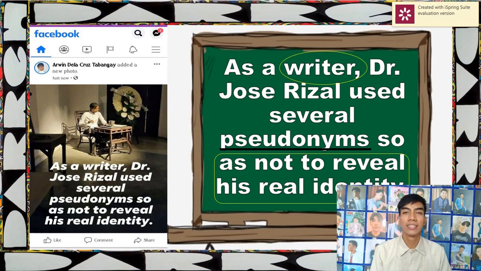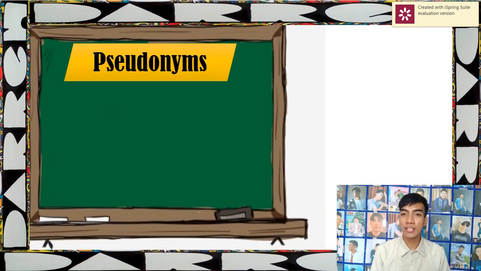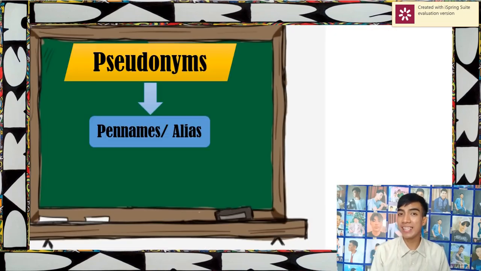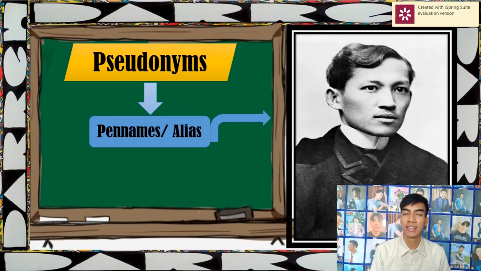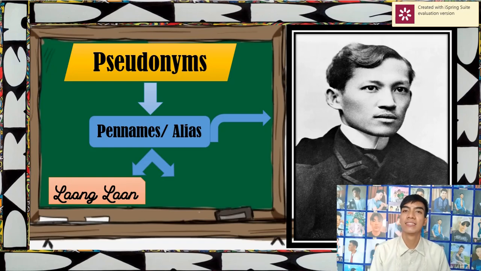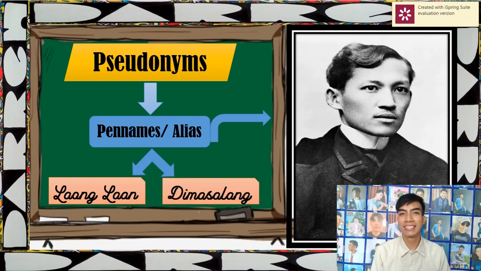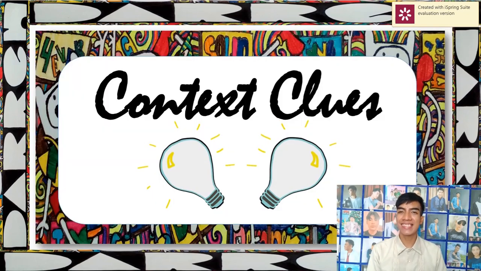As observed, not all writers or authors use their real names on their masterpieces. From this, we could now determine that pseudonyms means pen names or alias. Just like Dr. Jose Rizal, he used the pen names Laong Laan and Dimasalang. This technique of using the sentence to identify the definition of the unfamiliar term is called context clues.